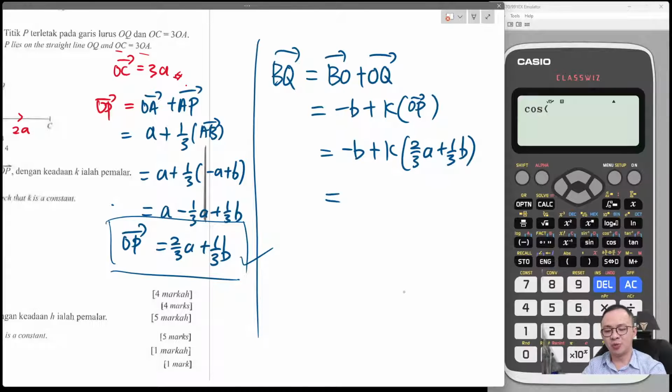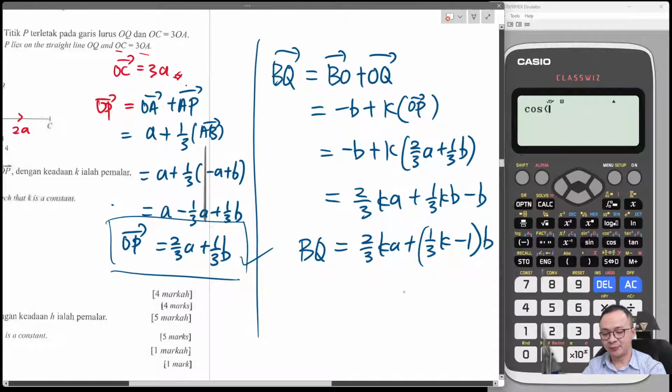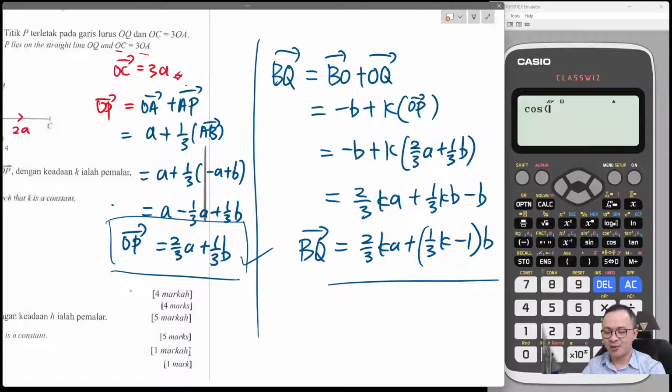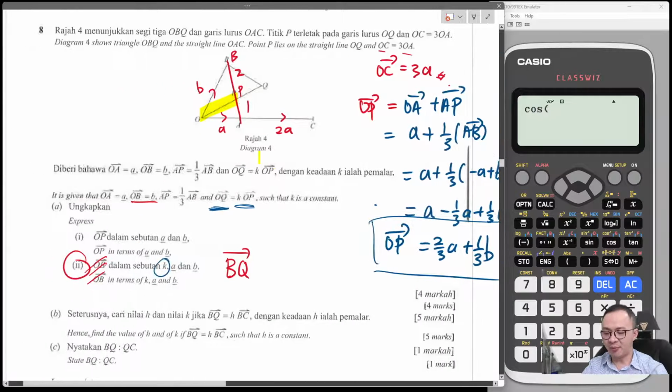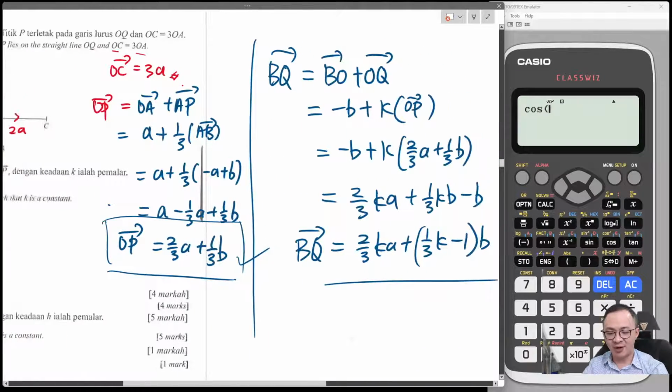And then I will just group whatever B I have. So this one will be 1 over 3 K B minus B. I will factorize out the B, becoming 1 over 3 K minus 1, B. Okay, so this is what I will do for my BQ. Once I got both of these, they asked me to show this one, BQ is equal to HBC. I already have the BQ.